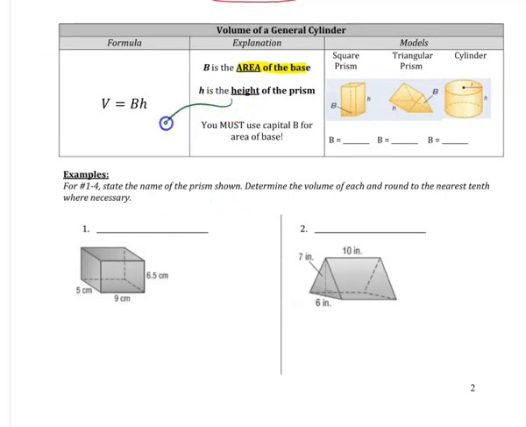As we discussed last unit, I like to think of the height of the prism as the distance between our bases. For instance, if we have a square prism, the base area would be side squared. If it's a triangle, we would probably use 1/2 base times height. And if it's a cylinder, a circle has an area of pi r squared.